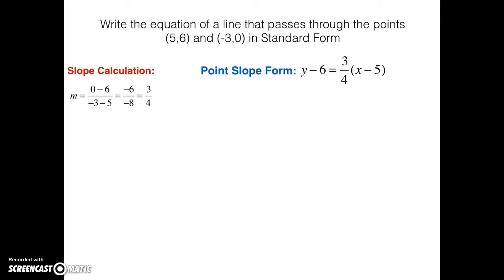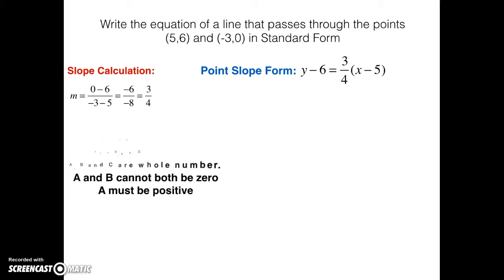And if we want it in standard form, we need to follow the rules. ax plus by equals c. A, b, and c are whole numbers. A and b cannot be 0, and a must be positive. So what that means is we need to get our constants on one side and our variables on the other.